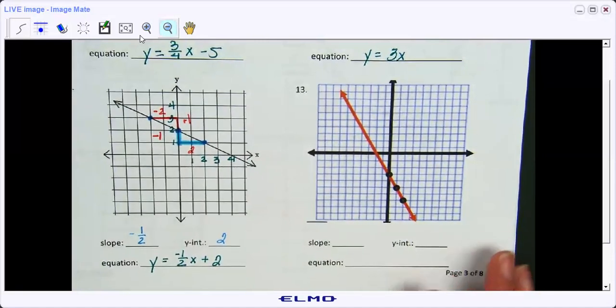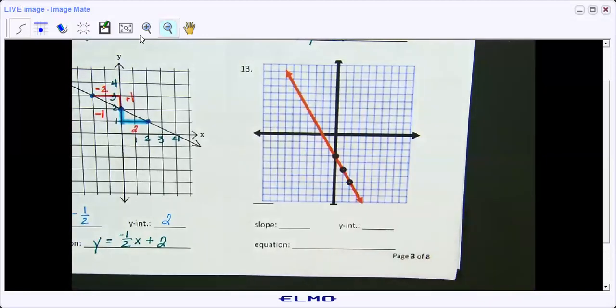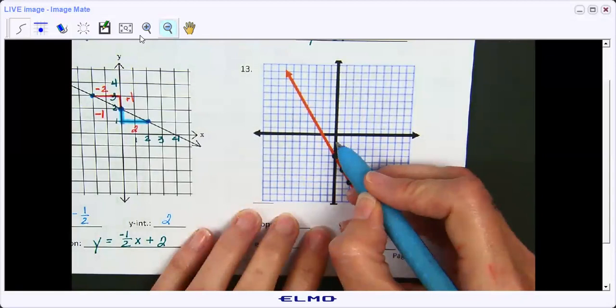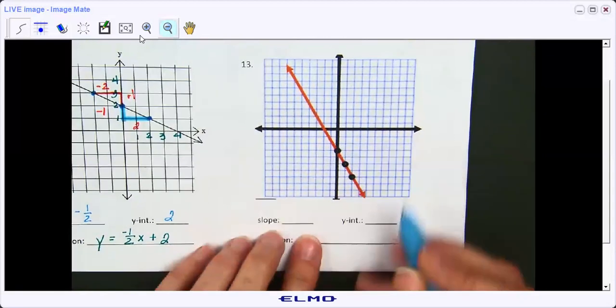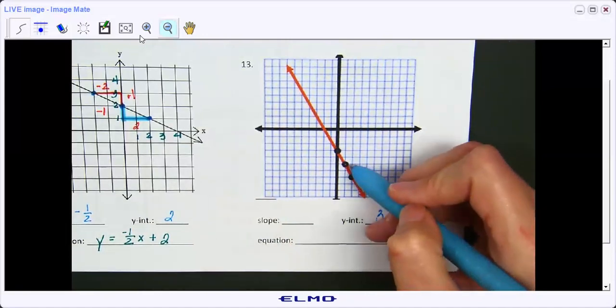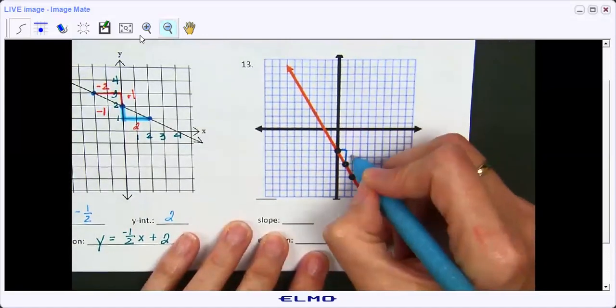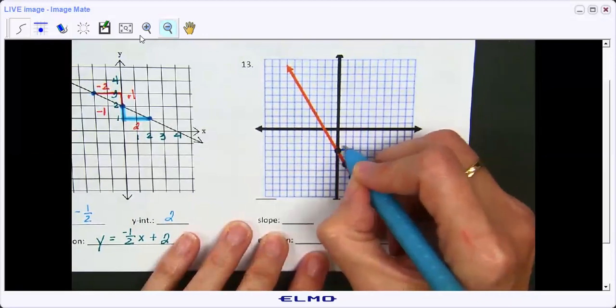All right, let's go to 13. 13 is a little tricky just because the line is very thick, but it looks like it crosses the y-axis at 1, 2, 3. So our y-intercept is 3. And then I'm going to use these 2 points they give us, and it looks like they're rising 2 in the positive direction and running 1 in the negative.